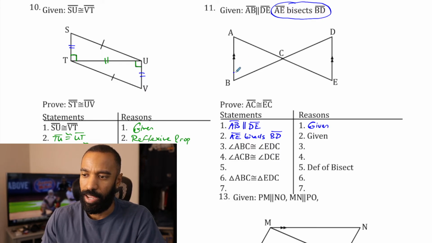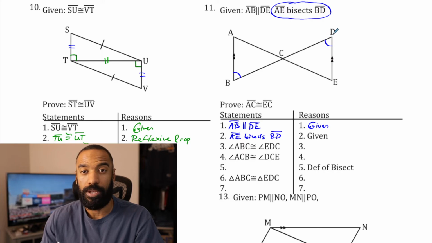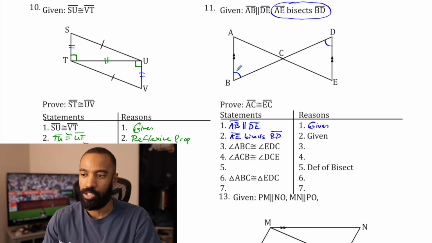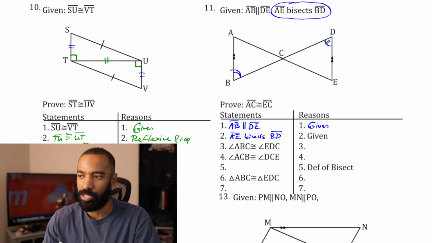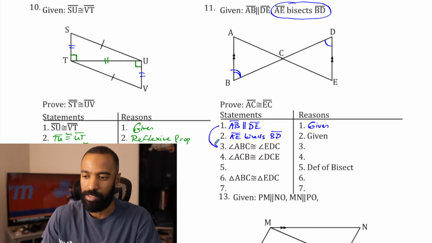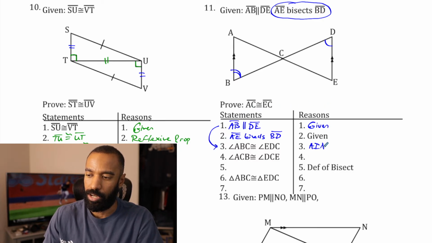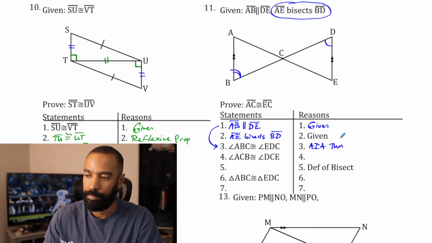Now they went for ABC, EDC right here. If you were with me earlier on some of the other things, these are alternate interior angles that are only congruent because these lines here were parallel. If they weren't, that wouldn't have been the case. So because of the statement, we can make that statement. That is the alternate interior angle theorem.